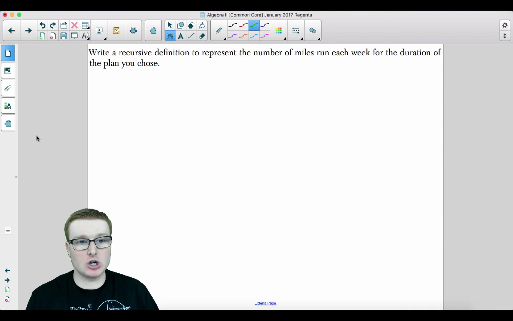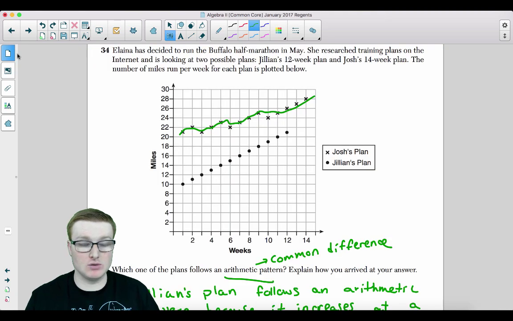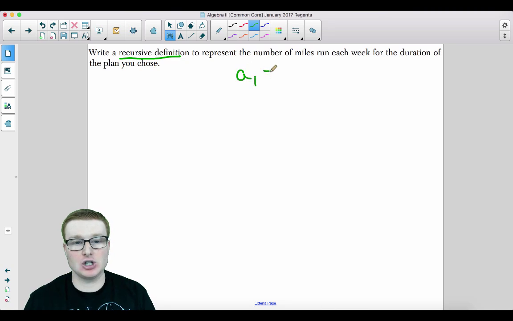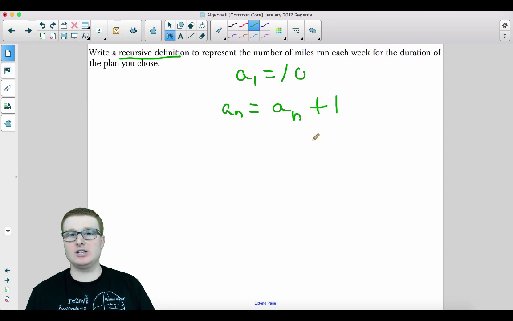Now for the next one, write a recursive definition to represent the number of miles run each week for the duration of the plan you chose. So we got to write Jillian's plan as an arithmetic sequence. So the first term, ladies and gentlemen, is 10 and it's increasing by 1. So for recursion, we have to say that the first term is 10 and a sub n is equal to a sub n minus 1 plus 1.